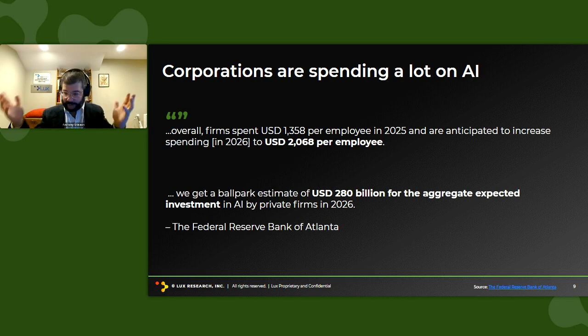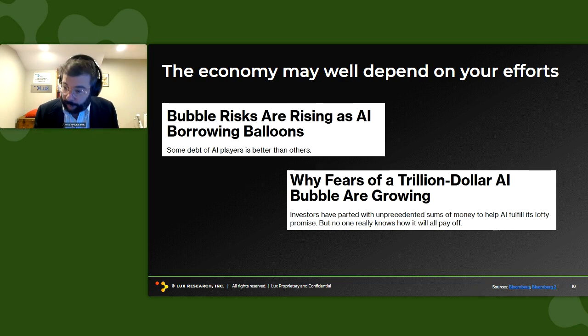And it's worth quantifying that corporations as a whole are spending a lot on AI. From the Federal Reserve Bank of Atlanta, we see that corporations are spending $2,000 per employee, perhaps up to $280 billion on AI systems just in the US. So it's a lot of money that's being spent on AI, and we're kind of in a bubble here. If we want the economy to continue chugging along and continue to grow, we need to make sure that this AI deployment is successful. I think we all have a big incentive to get this to work.